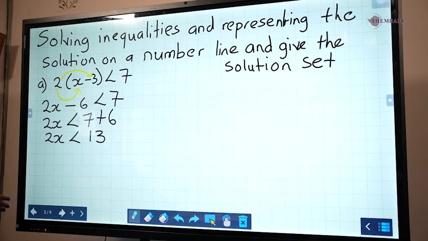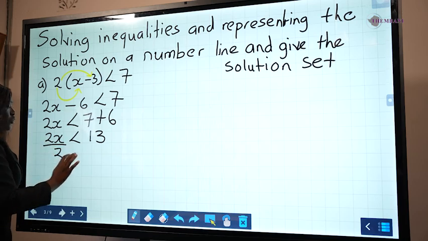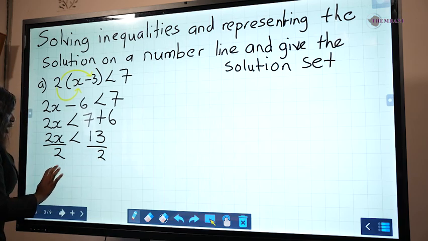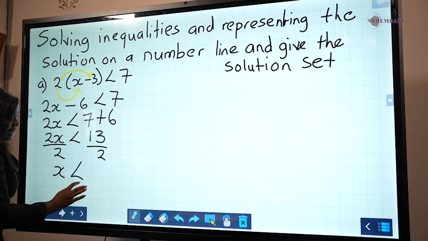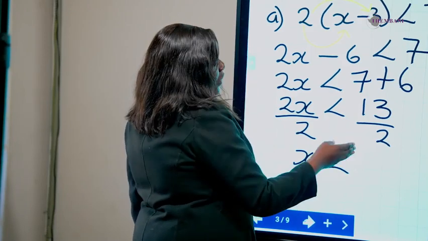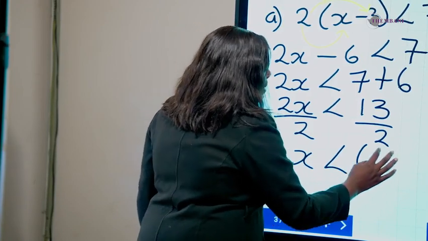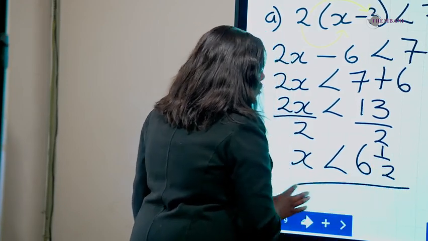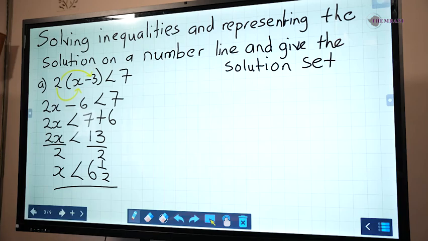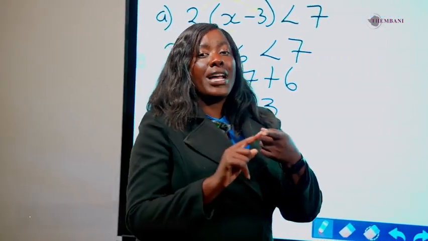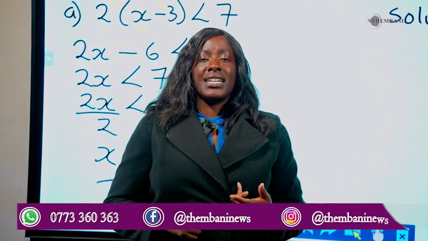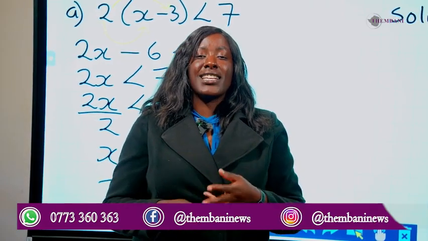For us to solve for x, we divide both sides by 2. So x is less than 13 divided by 2, which gives us 6 remainder 1 over 2. This is the solution that we are getting. But here, we have just done one of the things that we are supposed to do. Remember, I said we are solving. After solving, we represent on a number line. After representing on a number line, we then find the solution set.